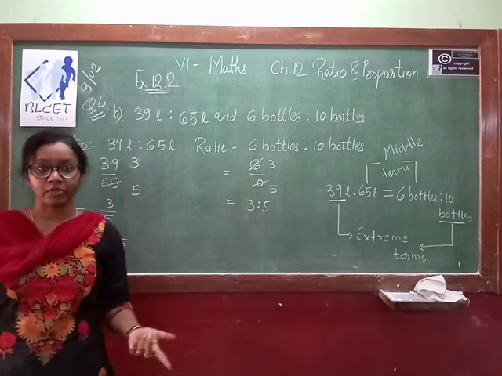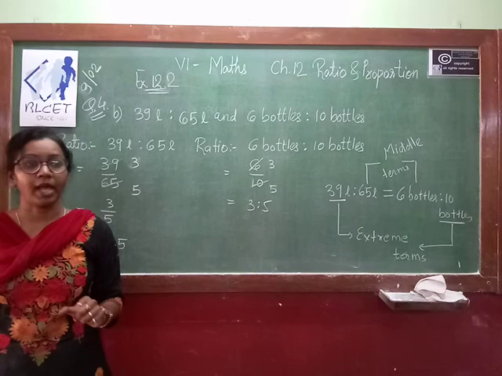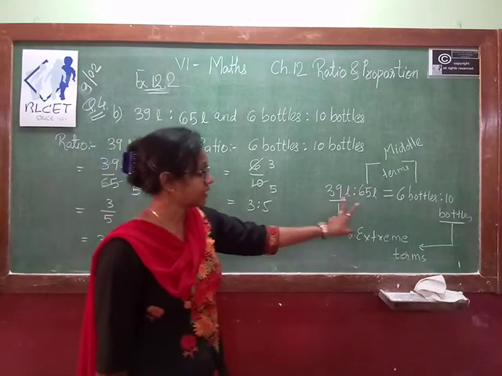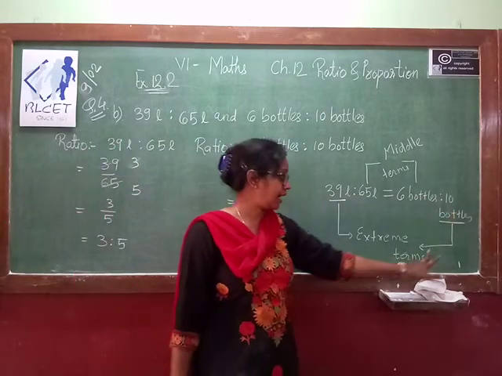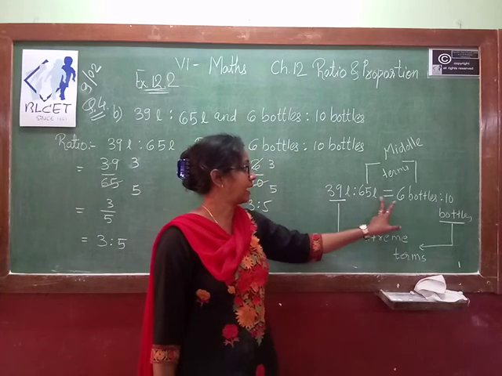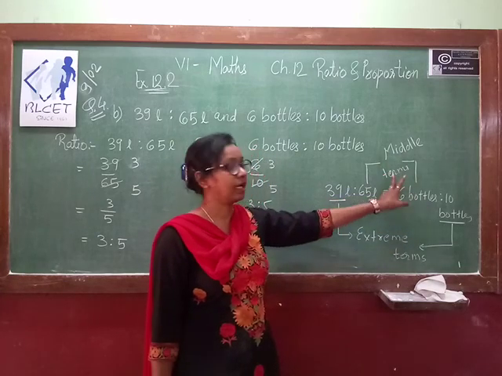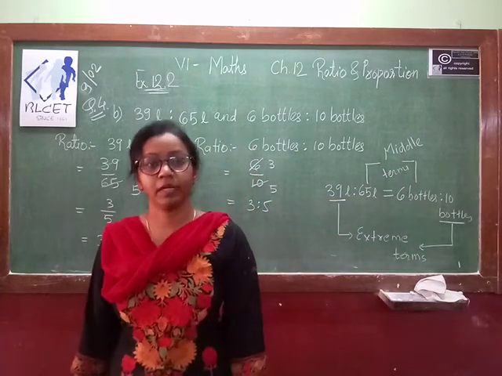If they are in proportion, then we have to find extreme and middle terms. So your first and fourth terms, they are extreme terms. Second and third terms, they are middle terms. So this way we can solve question number 2.